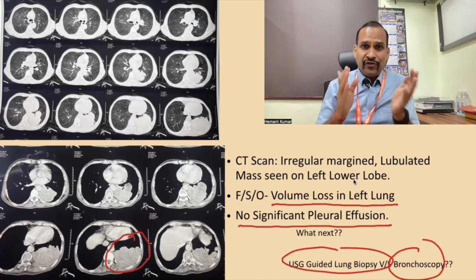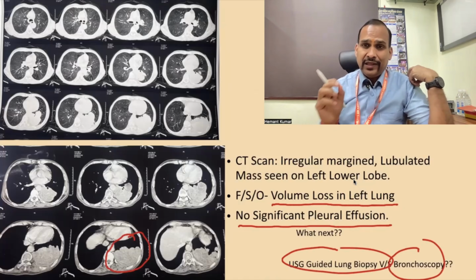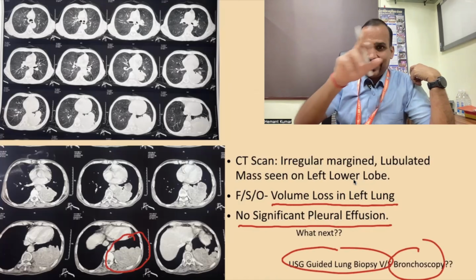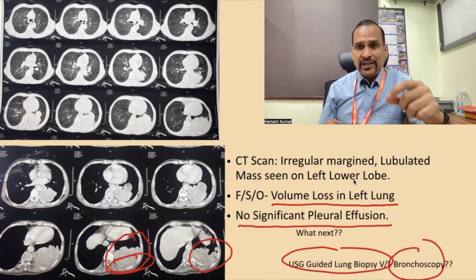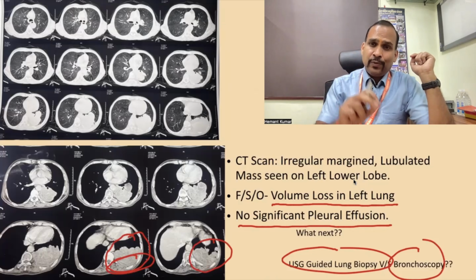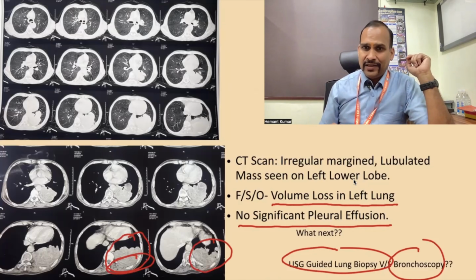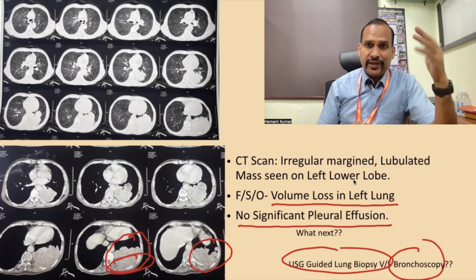Okay, so which one would you like to do? You can write in the comment box also. But remember one thing, if any opacity is touching the chest wall, like this opacity, it is touching the chest wall. Okay, so for any opacity which is touching the chest wall, percutaneous biopsy is the procedure of choice, either ultrasound guided or CT guided. Ultrasound is more preferable because it involves zero radiation, no radiation.